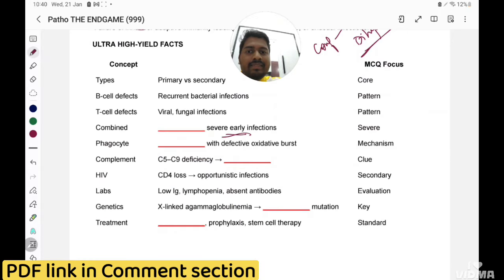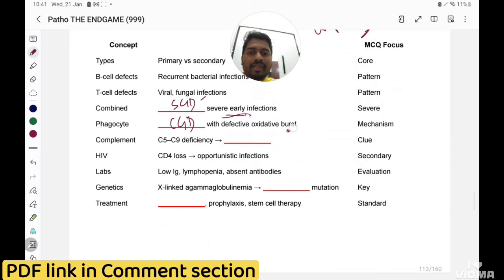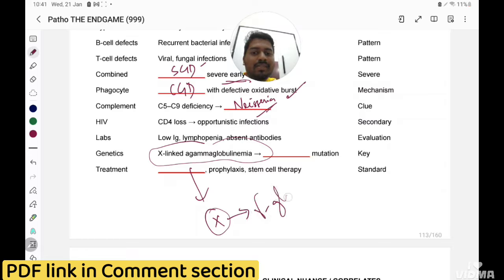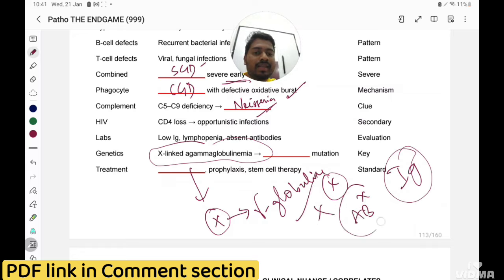Combined dash, which combined deficiency causes severe early infection? It is SCID. Phagocyte defect is CGD, chronic granulomatous disease, with defective oxidative burst. Complement deficiency leads to Neisseria infections. Next, genetic X-linked agammaglobulinemia. So what is it? Basically, the gene present on the X chromosome which produces gamma globulins is defective, so gamma globulins are absent. Immunoglobulins are basically gamma globulins only, so that itself is absent, and there are zero antibodies produced. This condition is known as X-linked agammaglobulinemia.